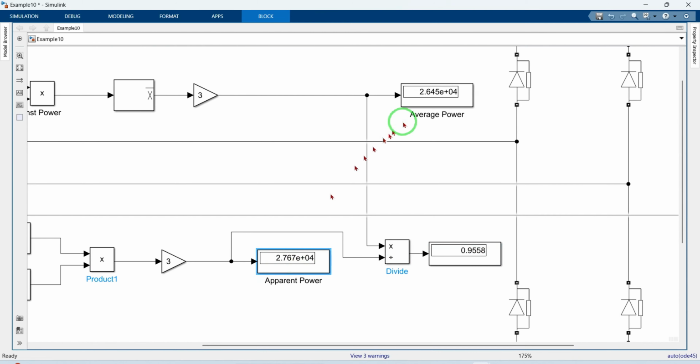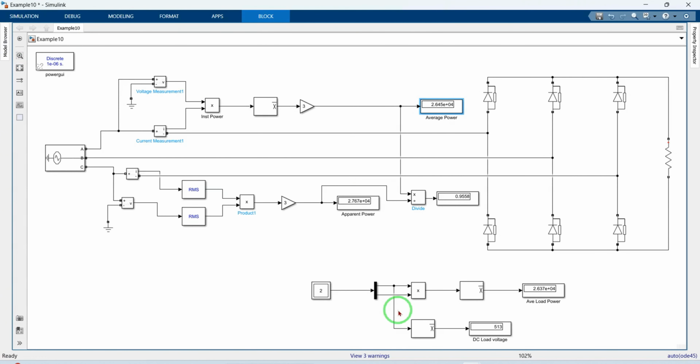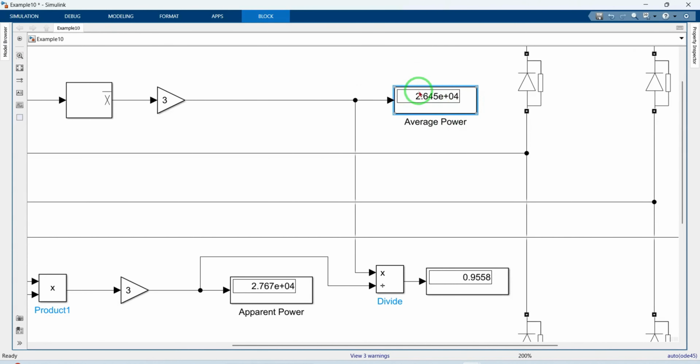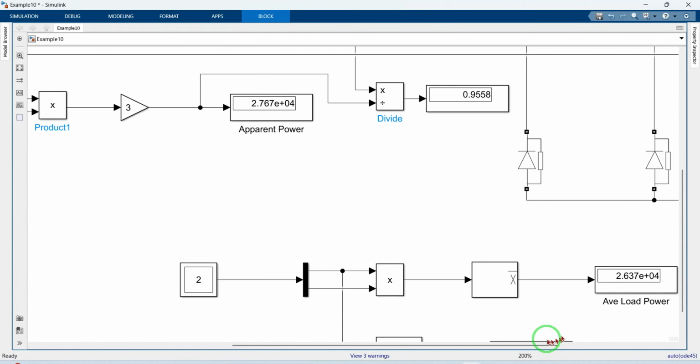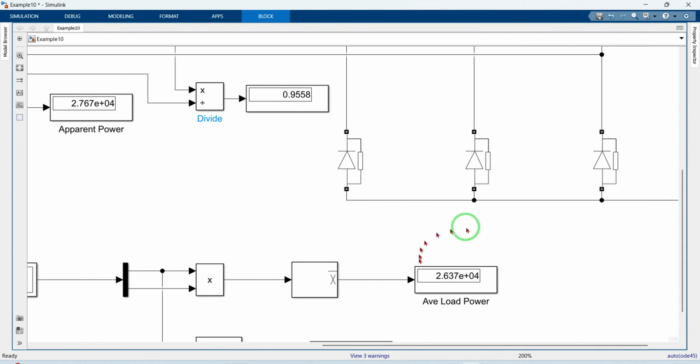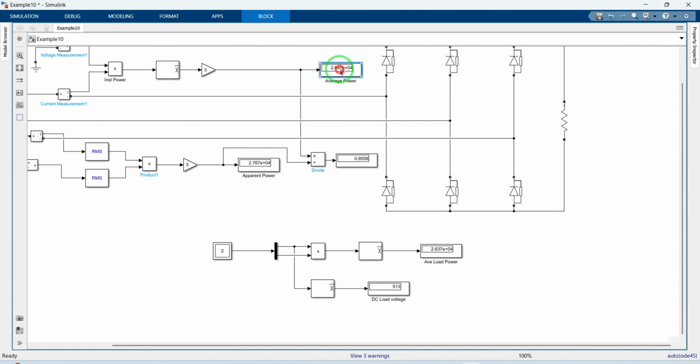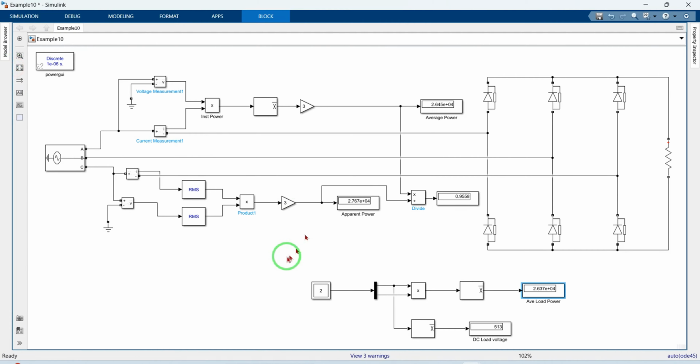This is the apparent power, and this is the average power of the source. The average power at the input is 26.45 kilowatts. The average power at the output is 26.37 kilowatts. The difference between these two powers is dissipated in the diodes. Now let's calculate the efficiency of conversion.